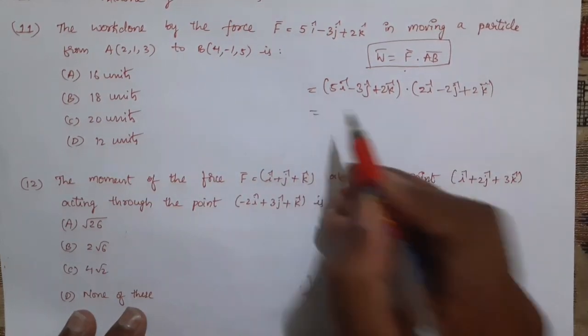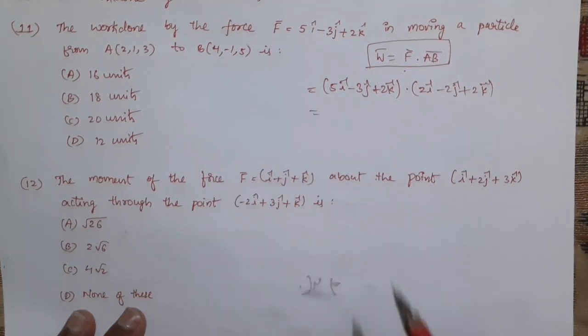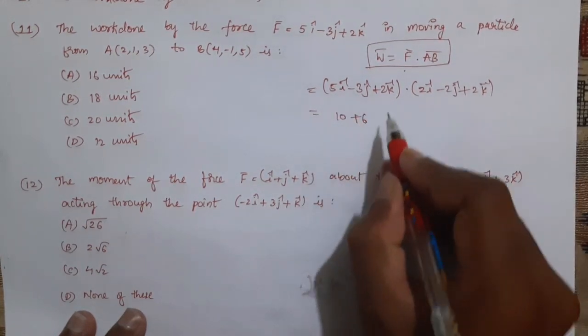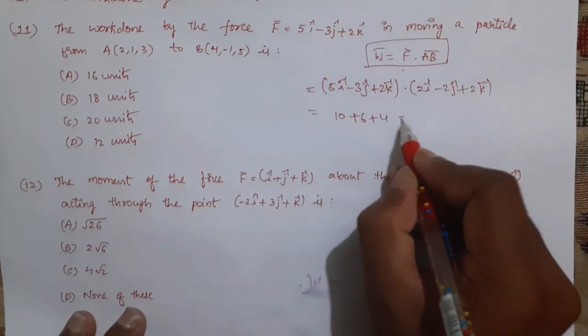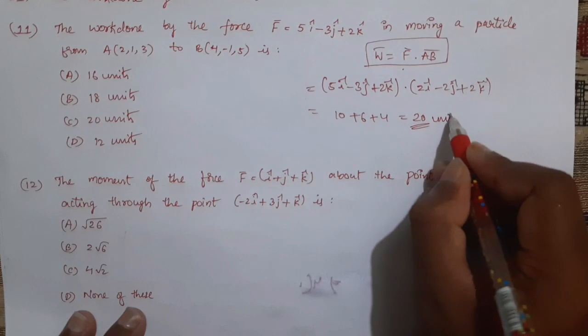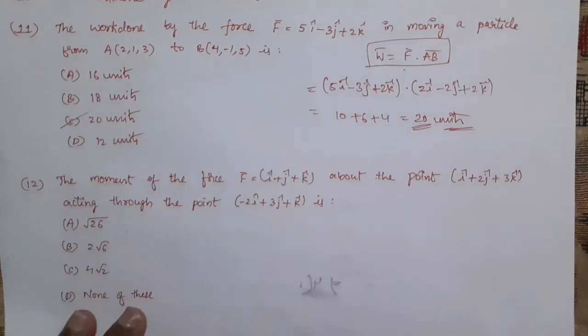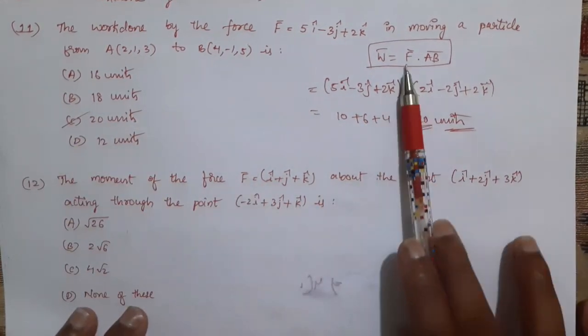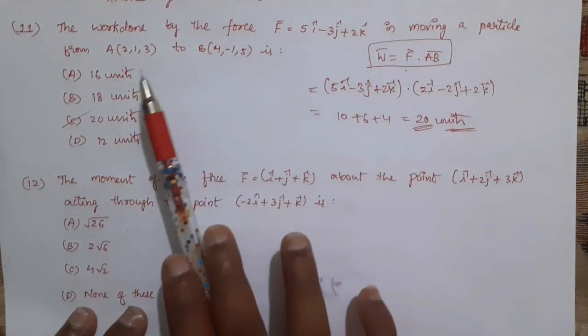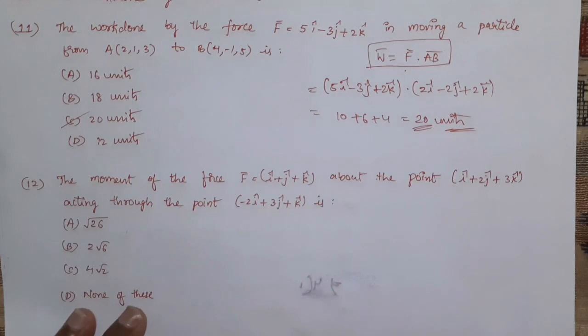So we do the dot product of the two and we'll get the work done. 5 into 2 is 10, minus 3 into minus 2 is plus 6, 2 into 2 is 4. 6 plus 4 is 10, 10 plus 10 is equal to 20 units. So this is the work done. Very simple formula. Work done equals force into this AB bar if it is from point A to B. If it is from B to A, it will become BA bar.